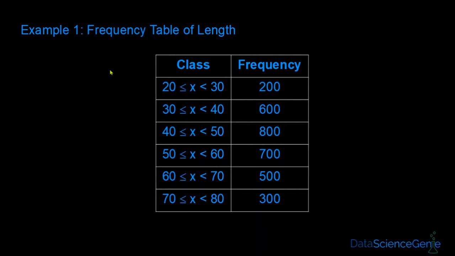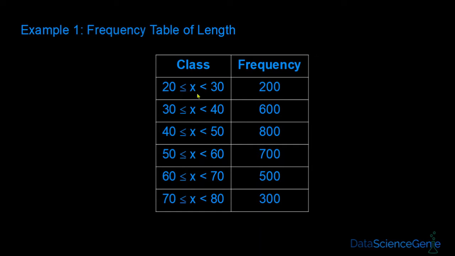Here we have the first one. We have the frequency table of length. We have the 6 classes together with the frequency. In this example, we notice that the classes have equal widths. For example, the first class has a width of 10, 30 minus 20, and the same for the remaining classes.